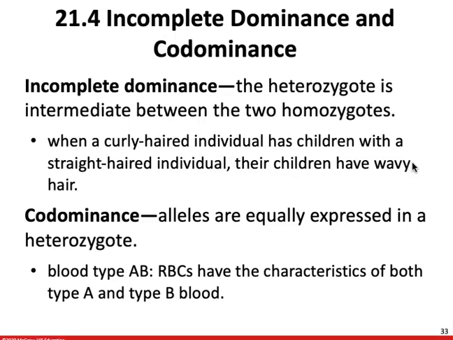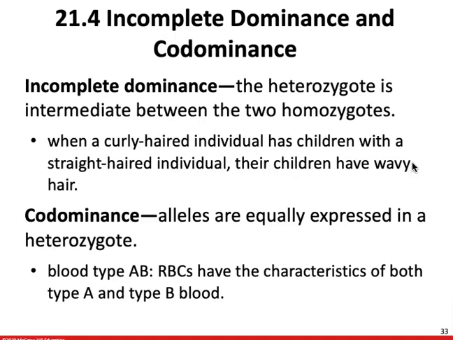Codominance is going to seem very similar in that the alleles are equally expressed in a heterozygote. So a great example of codominance would be blood type AB. The red blood cells are going to have characteristics of both type A blood and type B blood. So both A and B are present.